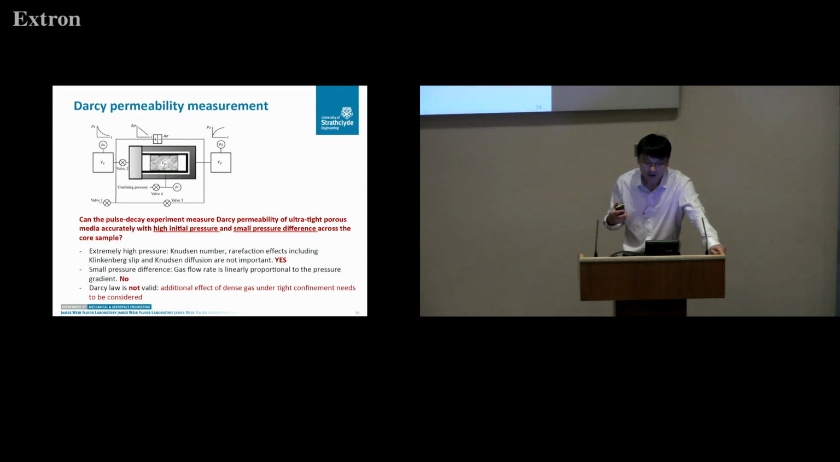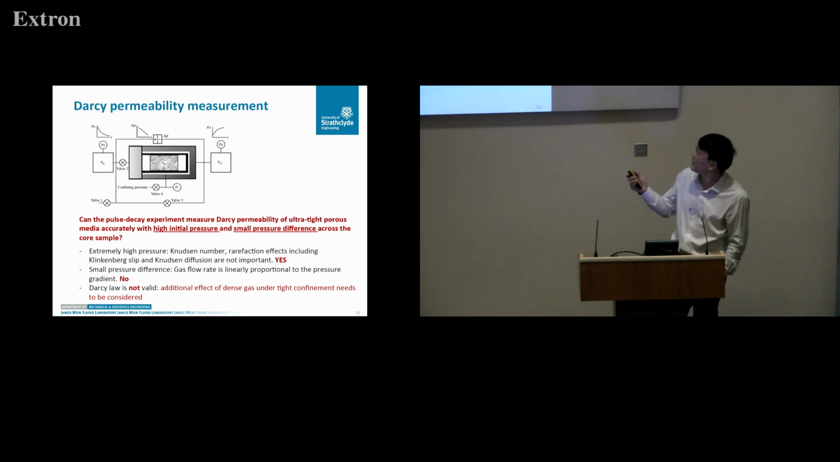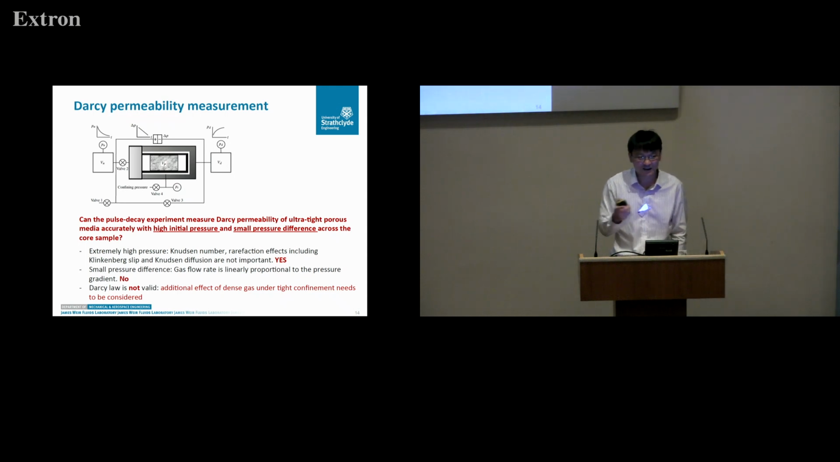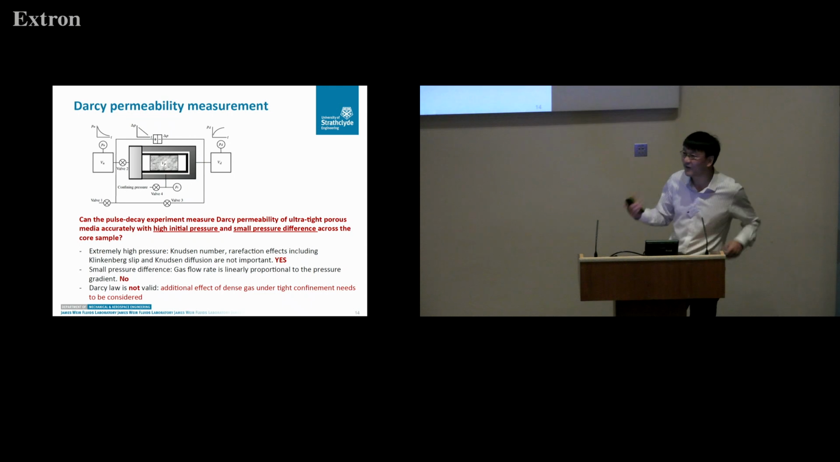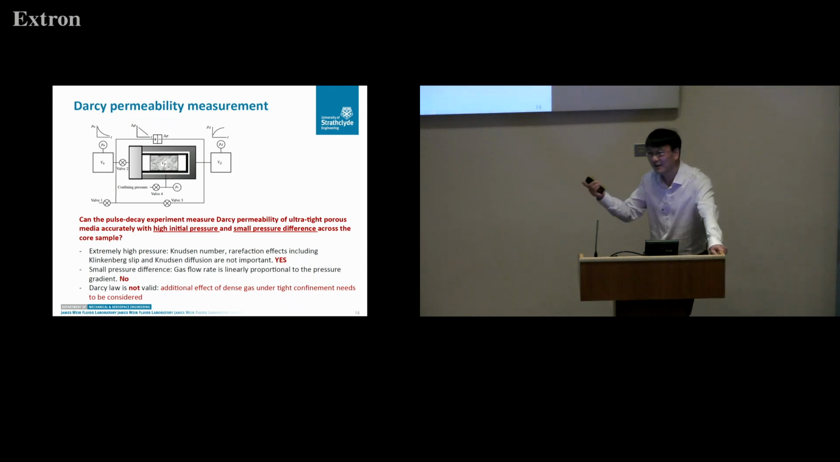But qualitative understanding of this kind of flow behavior is already very useful, because when we read the literature, when you try to measure shale rock permeability, different laboratories give results that differ by orders of magnitude. One reason, we think, is that the theory they use to extract the data might not be right.